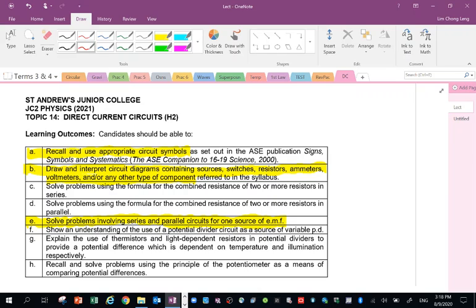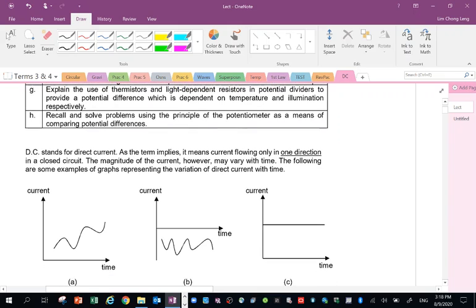Let's look at the assessment objectives for this first lecture. A. Recall and use appropriate circuit symbols. B. Draw and interpret circuit diagrams containing sources, switches, resistors, ammeters, voltmeters, and any other type of component. And E. Solve problems involving series and parallel circuits for one source of EMF. Without further ado, let's look at the lecture content.